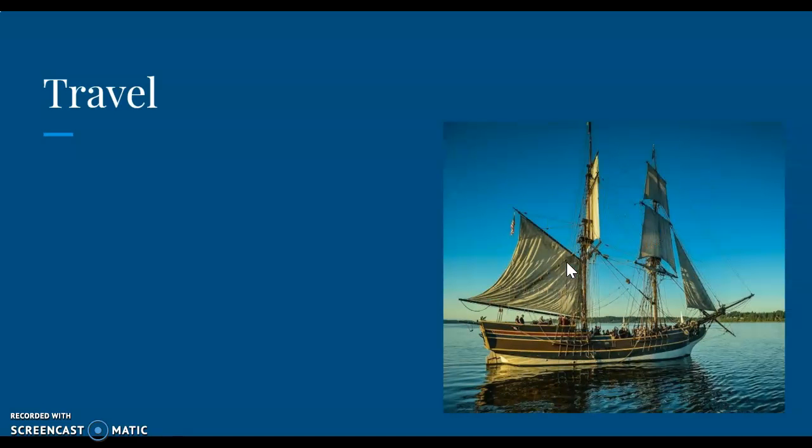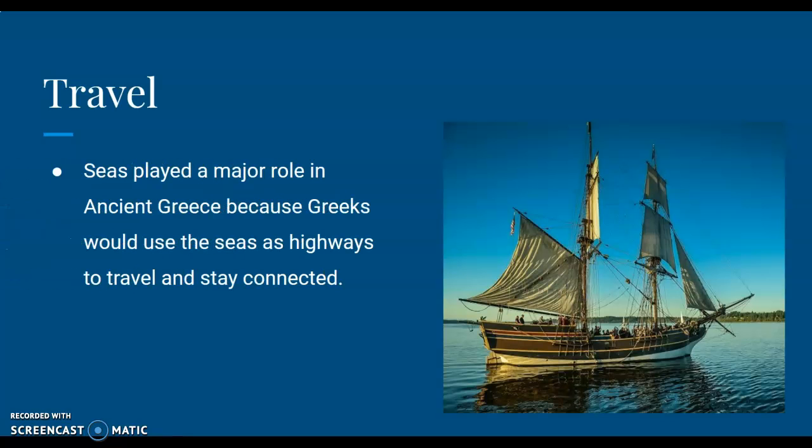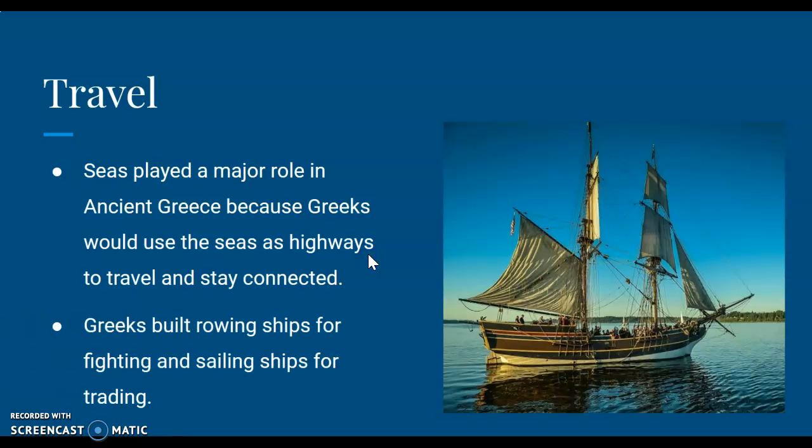One way Greeks were able to travel was by using ships. Seas played a major role in ancient Greece because Greeks would use the seas as highways to travel and stay connected. Greeks built rowing ships for fighting and sailing ships for trading. Since Greece was covered by seas on all three sides, the easiest way to get around was by boat.